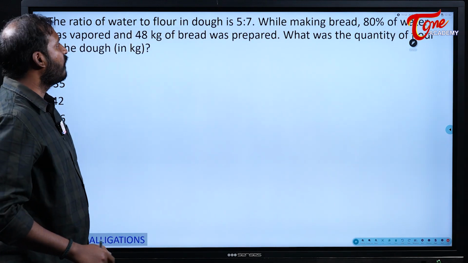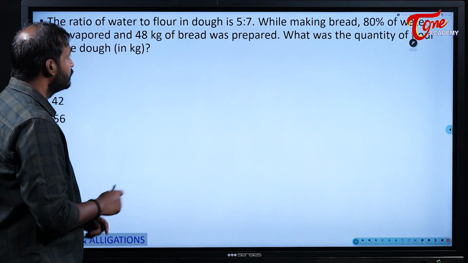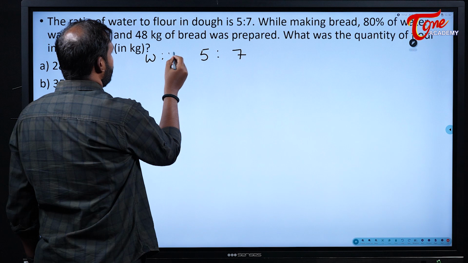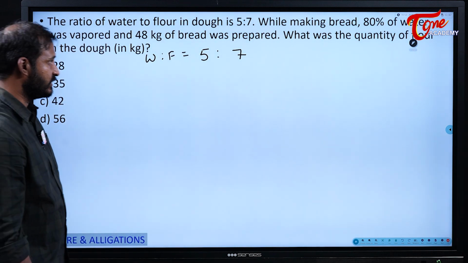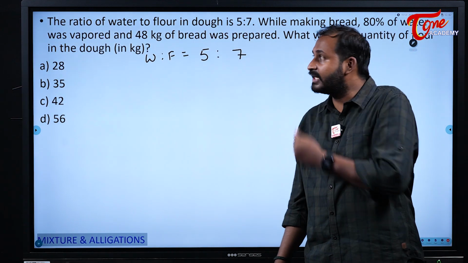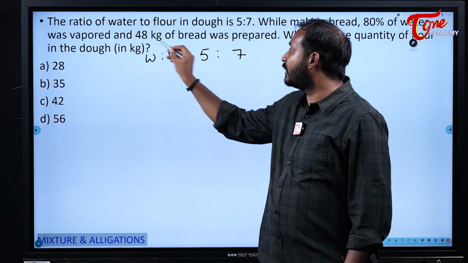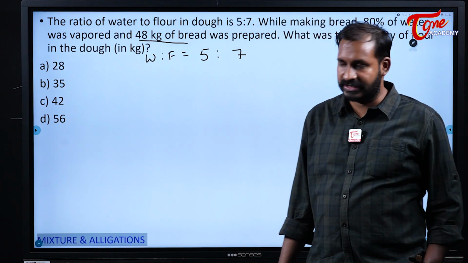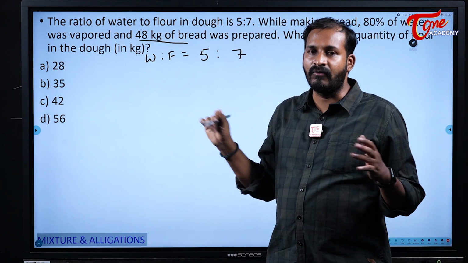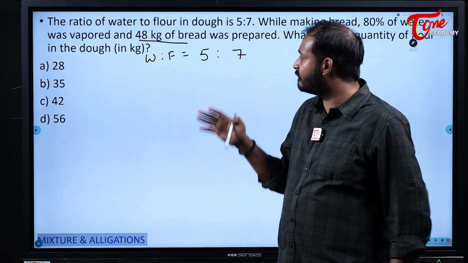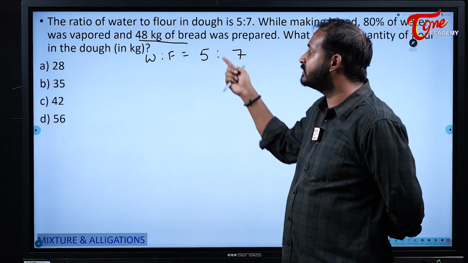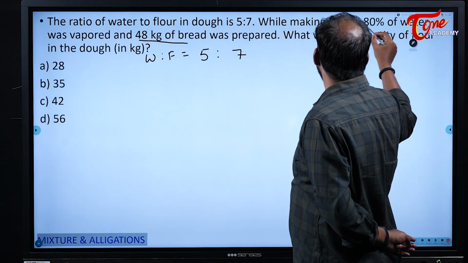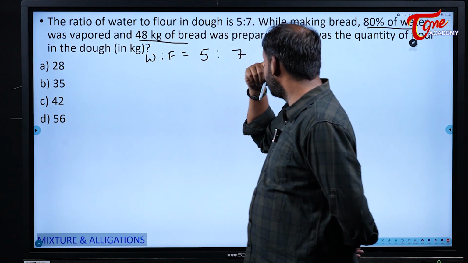Next one. The ratio of water to flour in a dough is 5:7. Now, in this, 80% of water will get evaporated and the resultant becomes 48 kgs of bread. After evaporating, the quantity became 48 kgs. That means initially we don't know the quantity here. We need to find that quantity to get our final answer. 80% of water was evaporated and 48 kgs of bread was prepared.